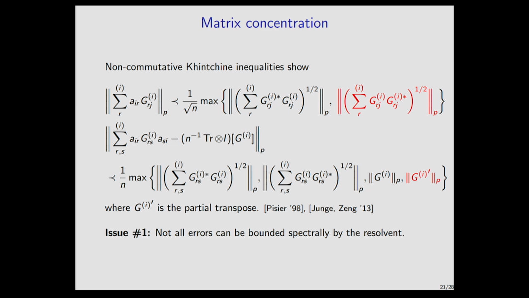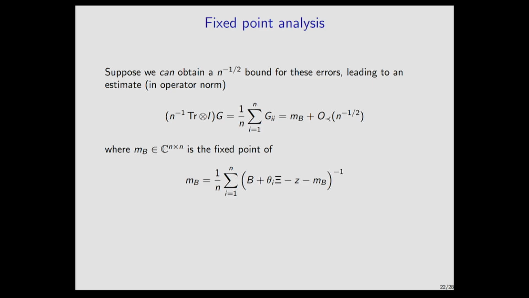I'm going to sidestep this for a second. I'll come back to this very soon, but let me ignore this issue for a second. Suppose that I can actually obtain a 1 over root n kind of bound for these concentration terms, which is what you might expect from classical analysis. Then you'll arrive at a statement that, okay, the partial trace of the resolvent, by this I mean the average of the diagonal blocks of the resolvent, is approximated by a fixed point of this kind of fixed point equation, right? So this is a fixed point equation in the m by m matrix space. It involves this other matrix B, and the fixed point is this M_B.